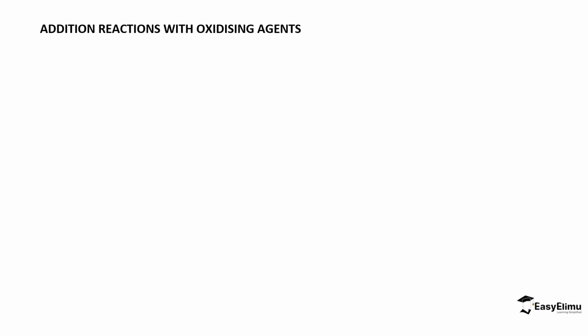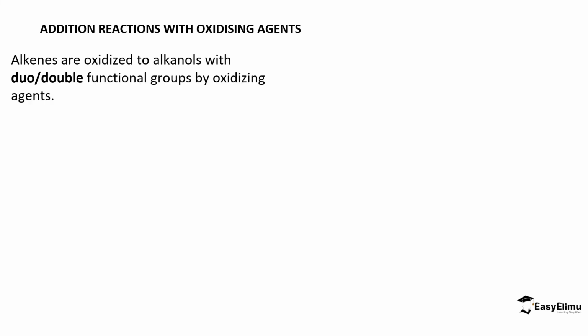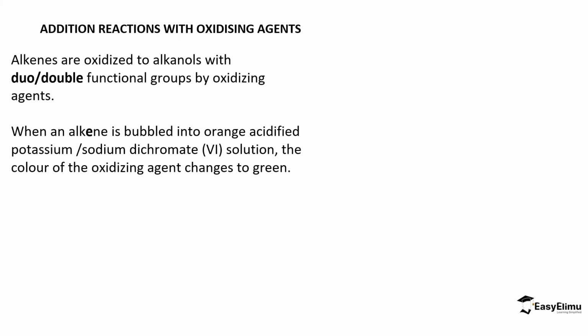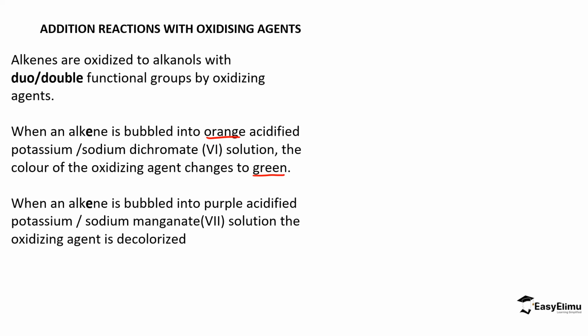So the next addition reaction is with oxidizing agents. Alkenes usually are oxidized to alkanols with the reaction of an oxidizing agent. Some examples of oxidizing agents are potassium dichromate(VI) and also potassium permanganate(VII). Remember, these oxidizing agents need to be acidified. So for example, when alkenes are bubbled into orange, note the color is important, acidified potassium dichromate(VI), the color of the oxidizing agent changes to green. So it changes from orange to green. And then when it's bubbled in purple, note the color as well, acidified potassium permanganate(VII) solution, it is decolorized. Basically, it's changing from purple to a colorless solution.